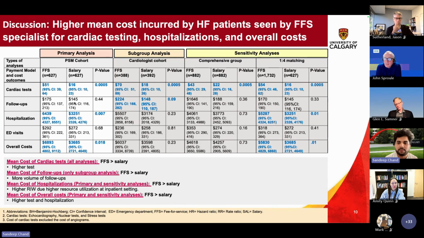Hospitalization overall costs were significantly higher in our main analysis, which is the primary analysis, and in the 4-to-1 analysis, which is 1-to-4 matching, but not in the cardiologist-only subgroup and not in the broader cohort group, where we observe no difference in hospitalization costs. One possible explanation for the hospitalization gap is that fee-for-service patients had more resource-intensive admissions. That is what we observe in our raw data. The summary is that the testing cost finding is robust. The larger dollar figures are suggestive, but they depend on how you define the group.